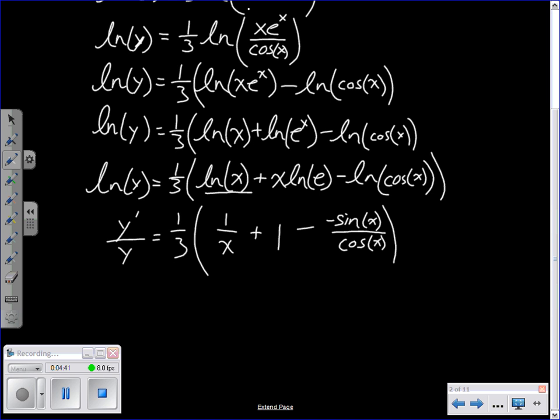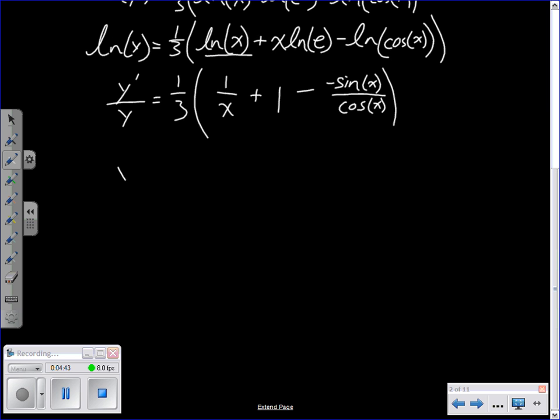So let's simplify just a little bit. I have y prime over y equals 1/3 times (1 over x plus 1 plus tangent x). So keep in mind the negative, negative is going to create the positive, and sine x over cosine x is tangent. So what I have here is something really nice. I have y prime divided by y equals 1/3 times (1 over x plus 1 plus tangent x).